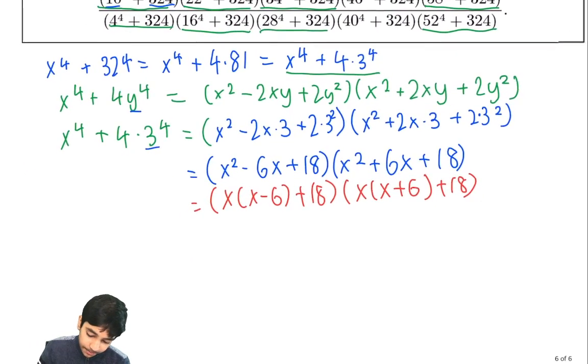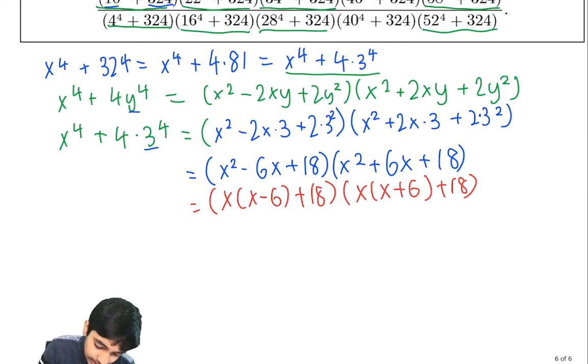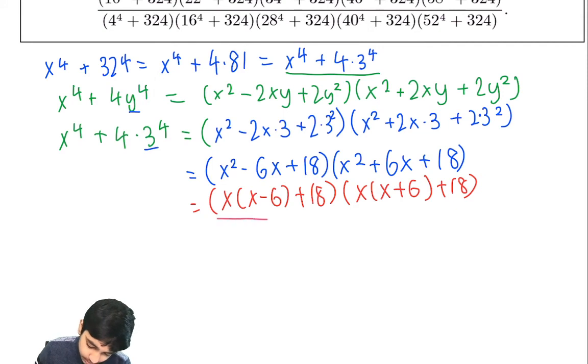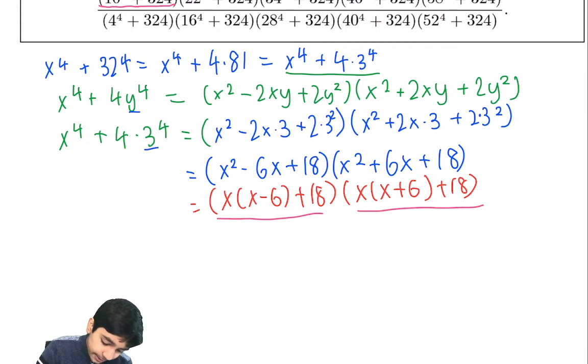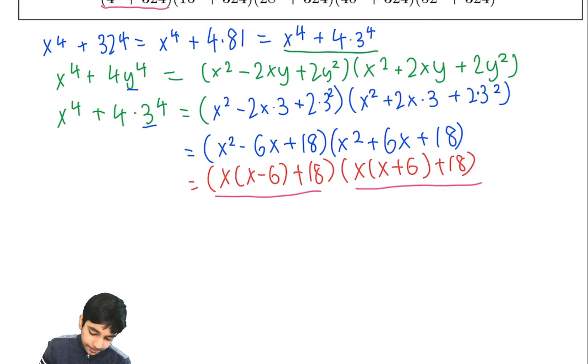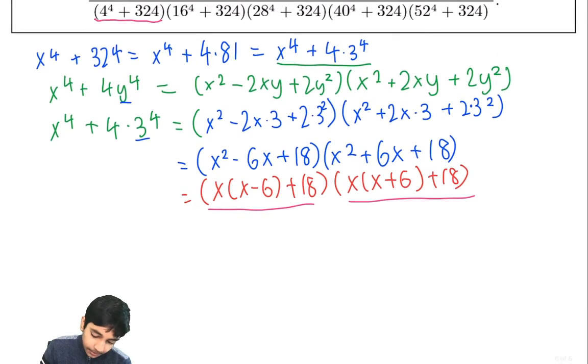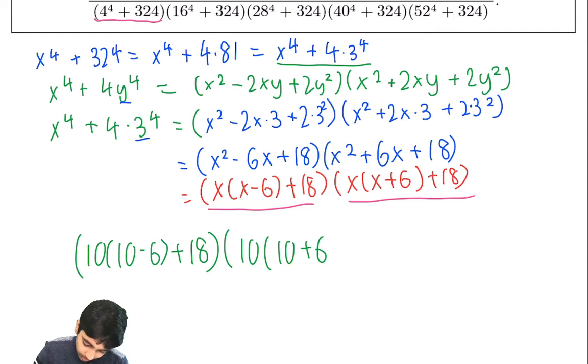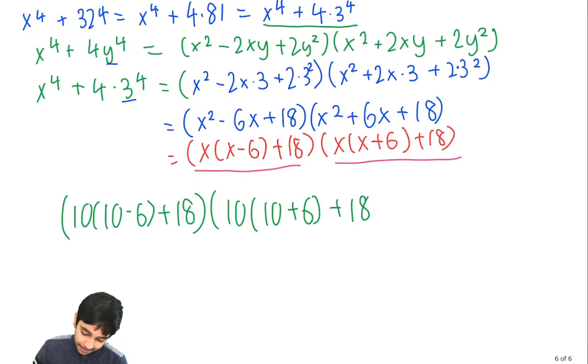The reason is that we can see that each x to the 4th plus 324 term can be expressed as a product of two terms, a larger one and a smaller one. I'll explain it more later, but the smaller term of this expression will be equal to the larger term of the previous expression. So let me write that out to make it more clear. You can substitute x equals 10 to get 10 times 10 minus 6 plus 18 times 10 times 10 plus 6 plus 18. Oh, this is going to take a lot of space. I probably shouldn't write that many.